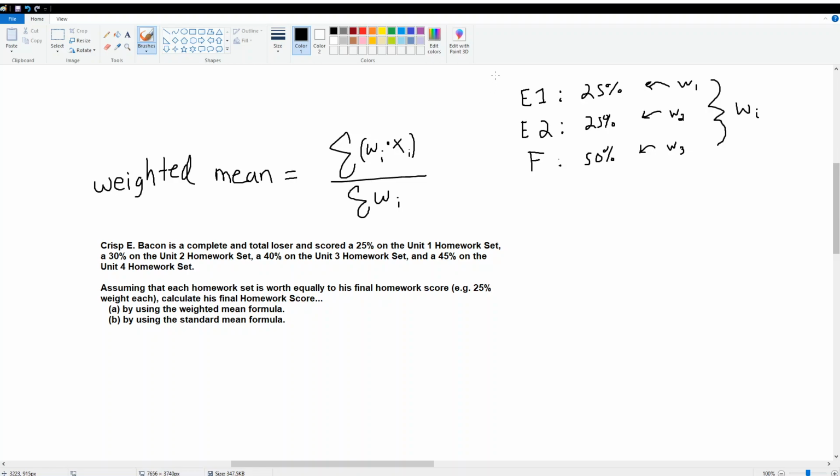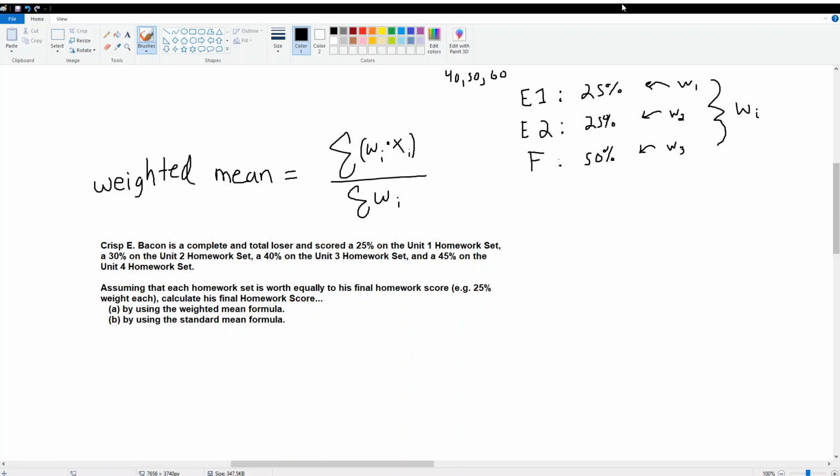So if your exam scores were, say, 40, 50, and 60, then your X1 would be 40. So you'd have 25% times 40. Your X2 would be 50. So then you'd have 50 times 25%. And then your X3 would be 60. So 60 times 50%. You do those products and you add them all together. So your weighted grade would be 25% times 40 plus 25% times 50 plus 50% times 60.